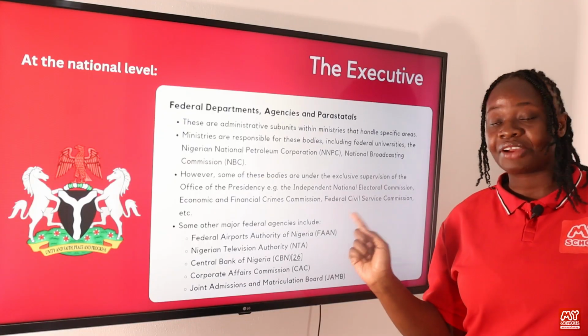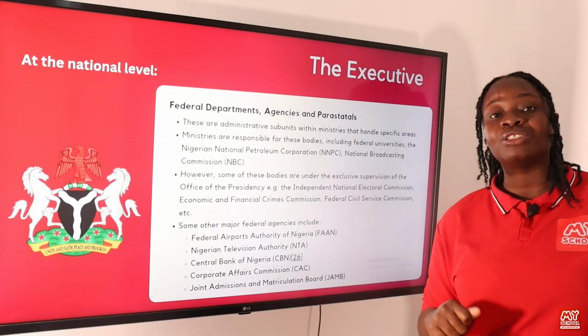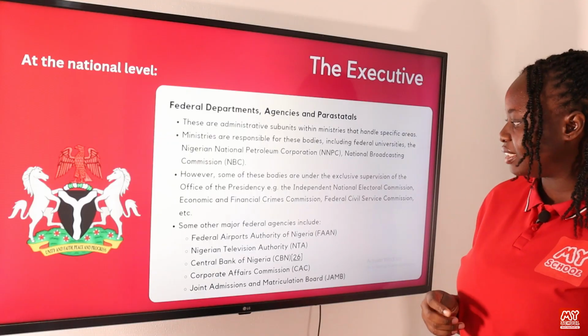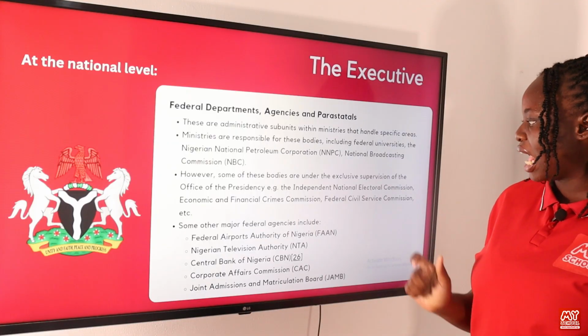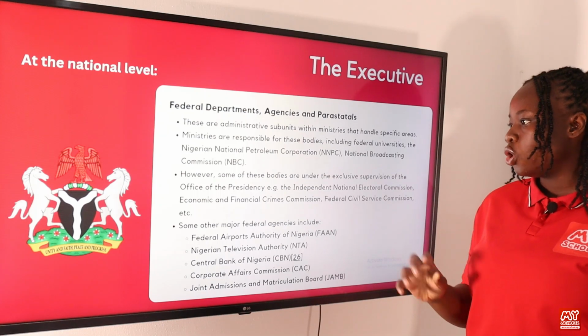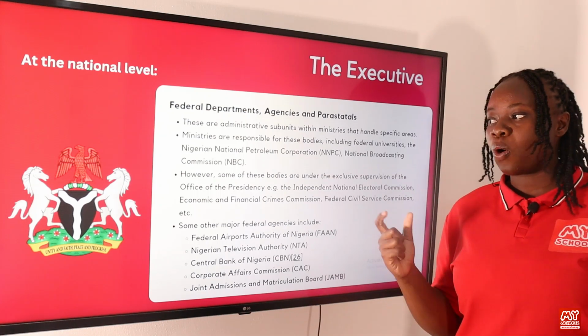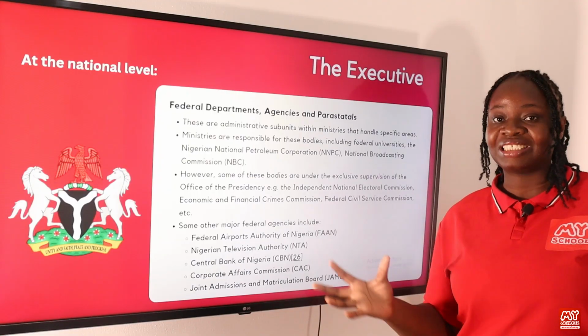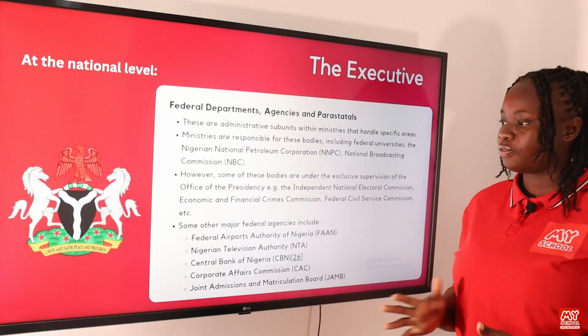That means they answer directly to the President, and it is the President who appoints the chairman of the INEC. Then we also have EFCC, the Economic and Financial Crime Commission, and the Federal Civil Service Commission. All of these commissions are under the Presidency. It is the President who appoints the leaders and who oversees the activities of these different bodies.